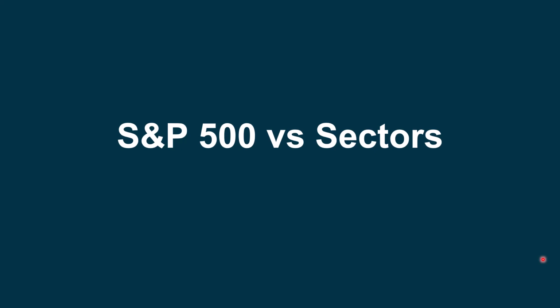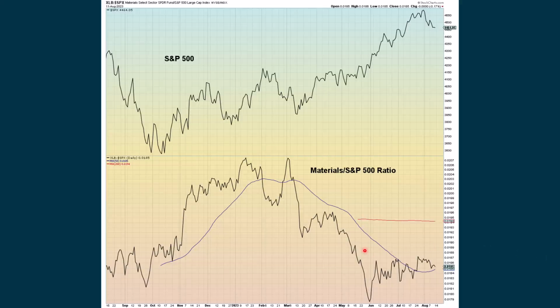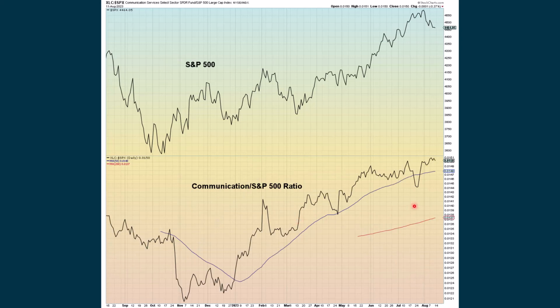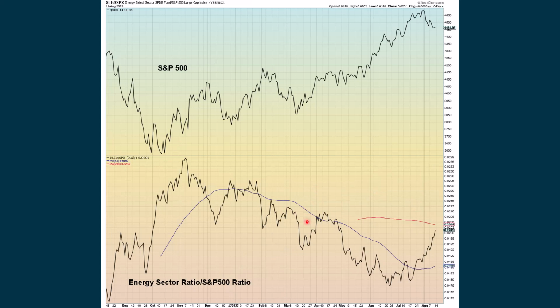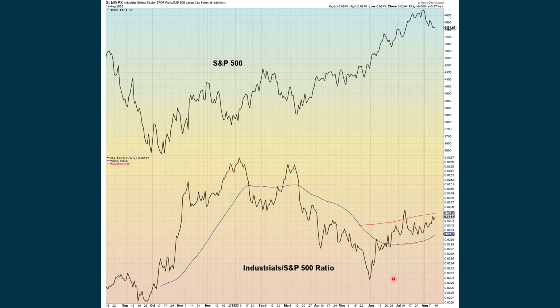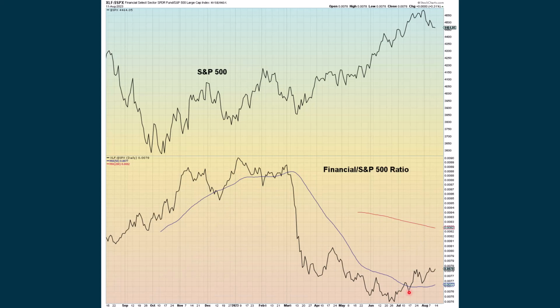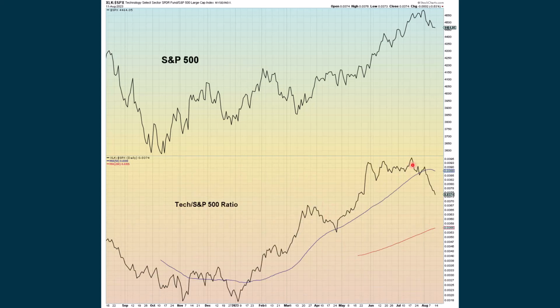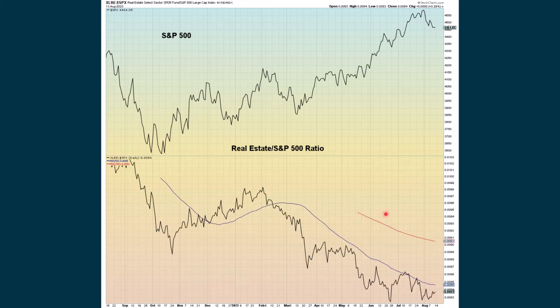Then we look at the S&P 500 against some other sectors. The materials are in a downtrend when compared to the S&P. Communication is in an uptrend and has been a stronger area in 2023. The energy sector is seeing a recent resurgence, but is still in a downtrend compared to the S&P. The industrials are also bouncing back up slightly, but still in a downtrend. The financials are bouncing back up a little bit, but still in a downtrend. The tech sector is seeing some weakness, but is still in an uptrend.